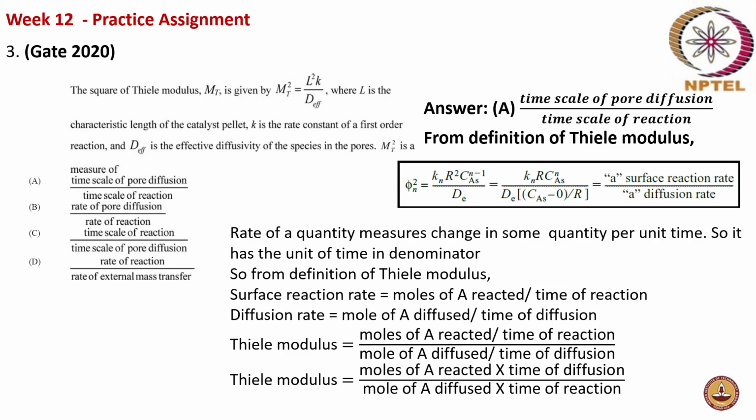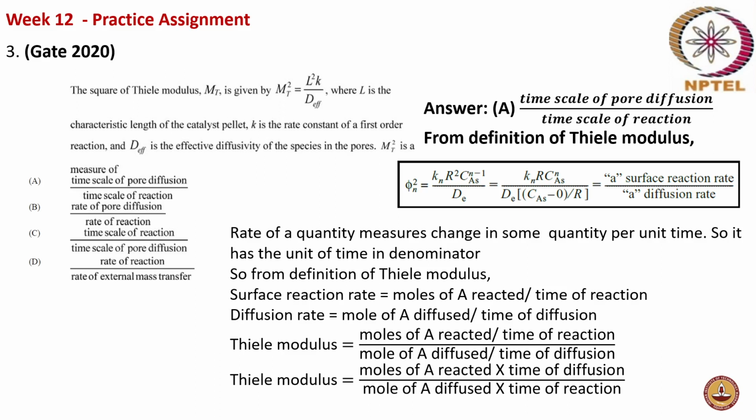So if we look into the definition of each of these terms, a rate of a quantity measures change in some quantity per unit time. So it has a unit of time in the denominator. So from the definition of Thiele modulus, the surface reaction rate is moles of A reacted by time of reaction, and diffusion rate is moles of A diffused by time of reaction. So Thiele modulus is mole of A reacted by time of reaction, whole divided by mole of A diffused by time of reaction.